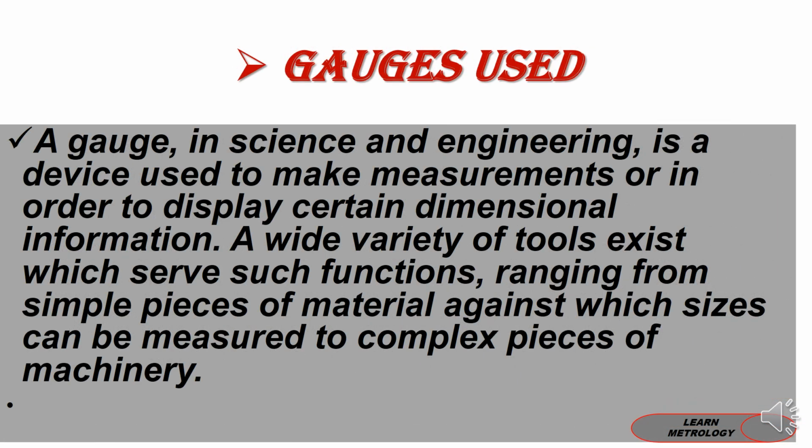What is the use of gauges? Where gauges are used and for what purpose they are used, we will discuss. A gauge in science and engineering is a device used to make measurements or to display certain dimensional information. A wide variety of tools exist which serve such functions, ranging from simple pieces of material against which size can be measured to complex pieces of machinery.